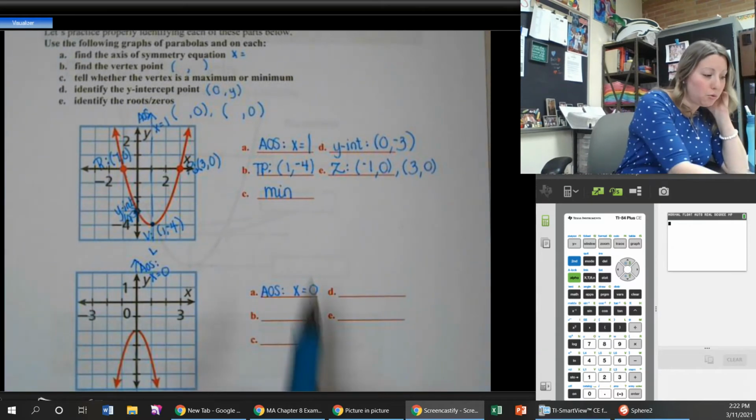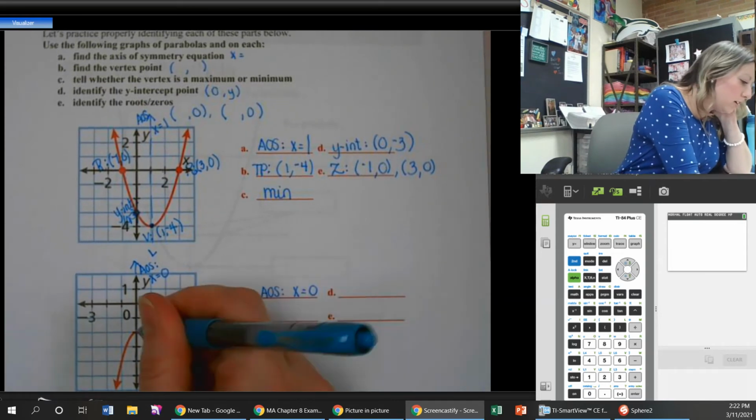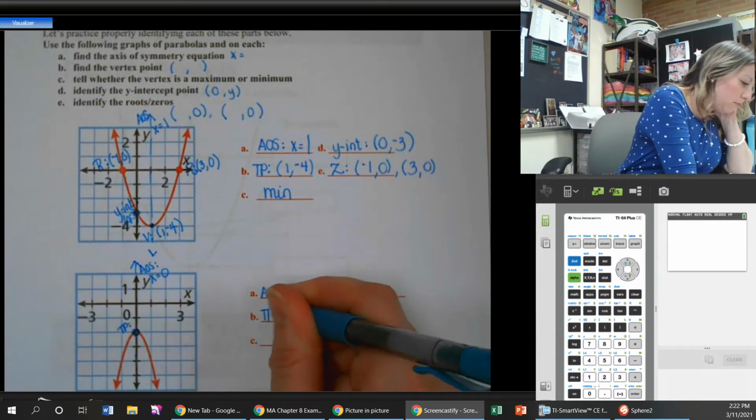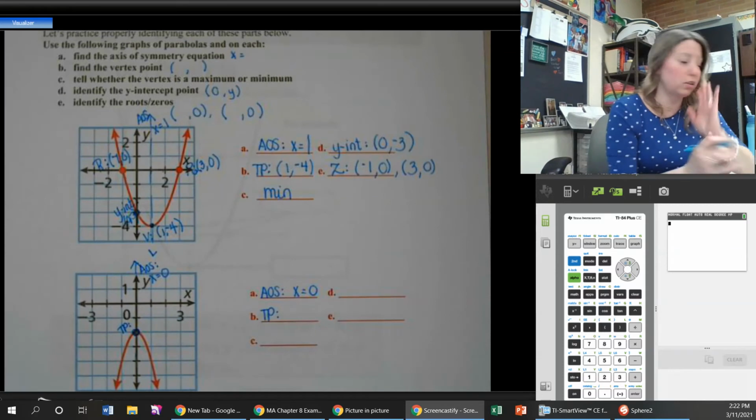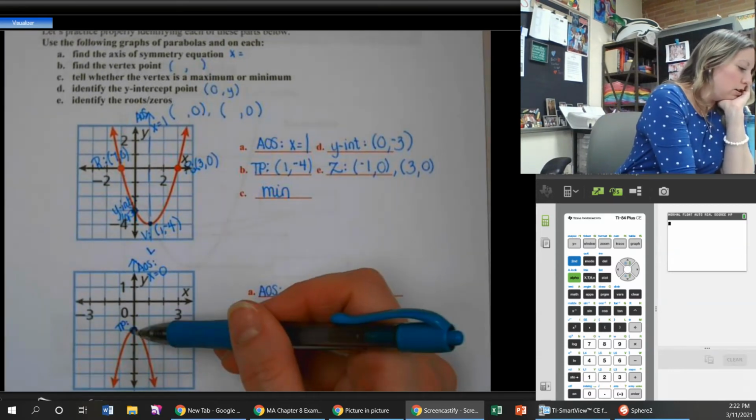Okay. Now, the turning point is, of course, on the axis of symmetry. Right here is my turning point. So label that guy TP or V, right? Turning point or vertex, either word works. I use them interchangeably. This is 0, -2.